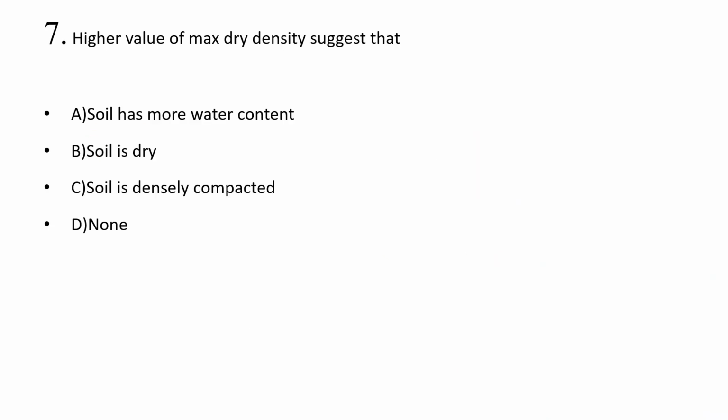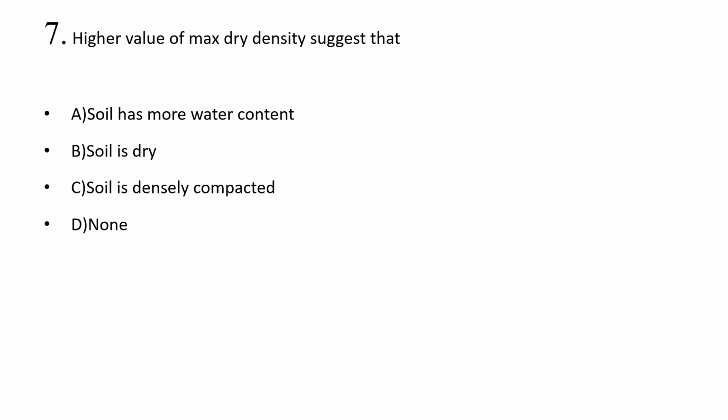So you are having a 7th question. Higher value of maximum dry density suggests that soil has more water content, soil is dry, soil is densely compacted, and the last option is none. Maximum dry density is greater means the soil is densely compacted.